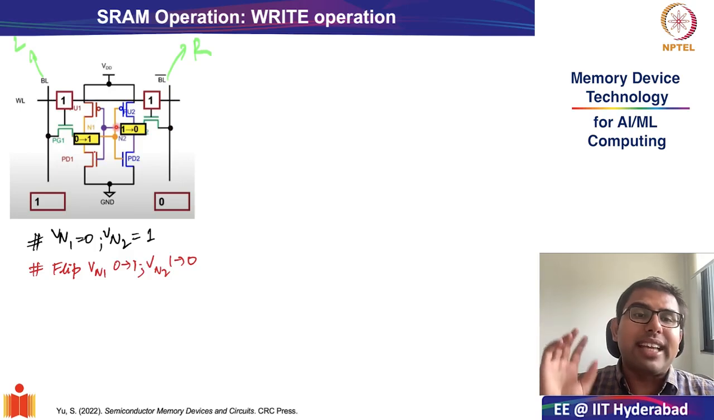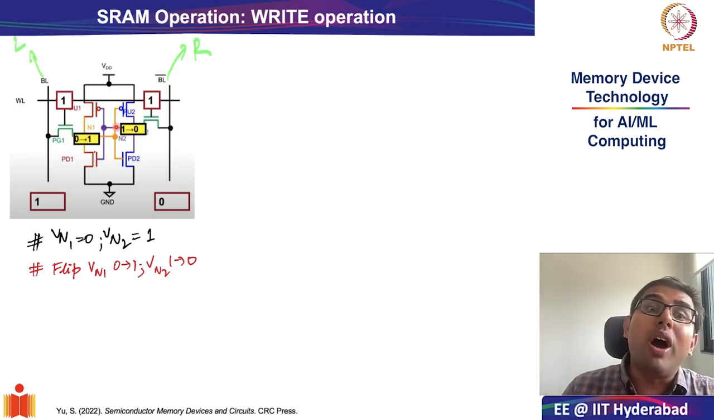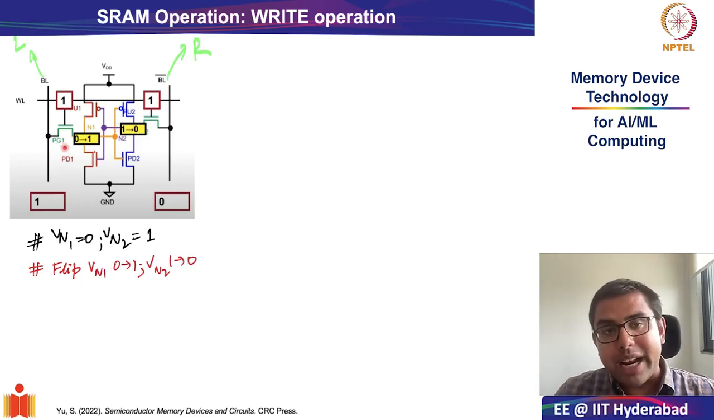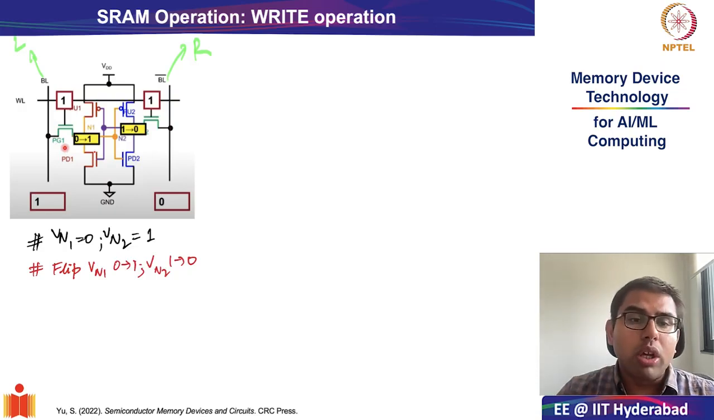In the read cycle, we just wanted to do a non-destructive read, but here we want to do a flipping of the bits. That means the left branch, storage node 1, will go from 0 to 1, and storage node 2 will go from 1 to 0. Okay, so that is the intention. So how do you do this?